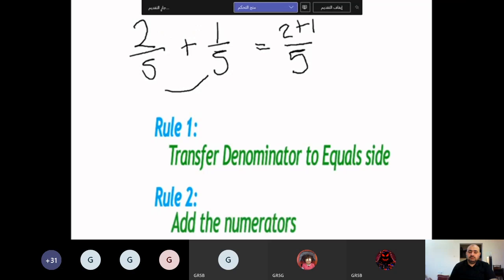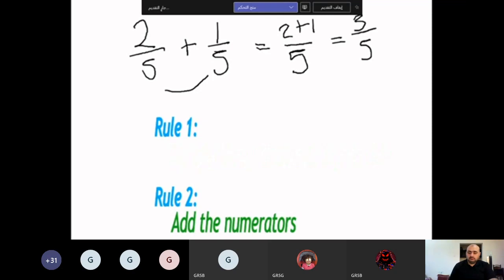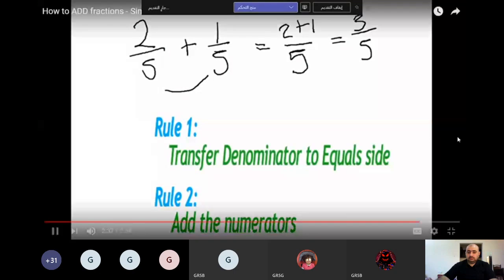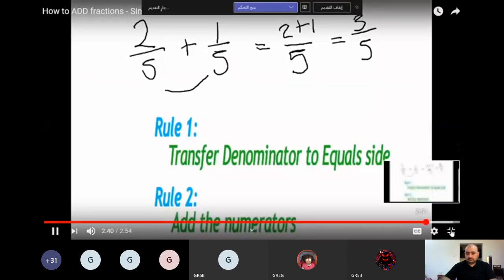So here we have 2 plus 1 over 5. If we finish this calculation, 2 plus 1 equals 3. That's your numerators done. And then your denominator is 5. 2 over 5 plus 1 over 5 equals 3 over 5. And it is that simple to do. So just remember those two rules. When they have a common denominator, you don't do anything to the denominator, you just move it over. And the second rule is you add the numerators.